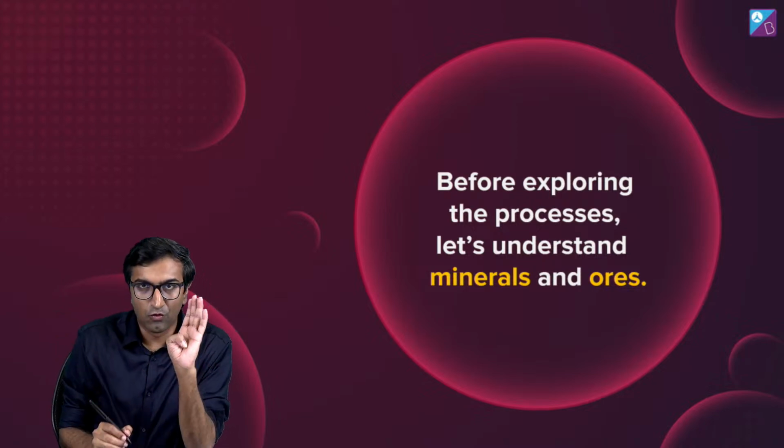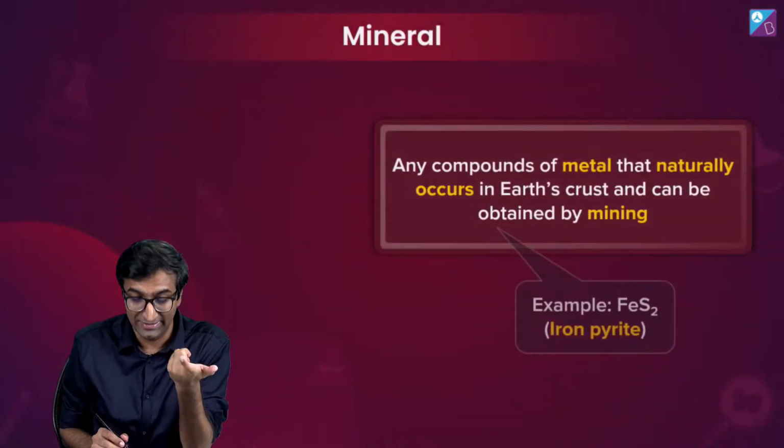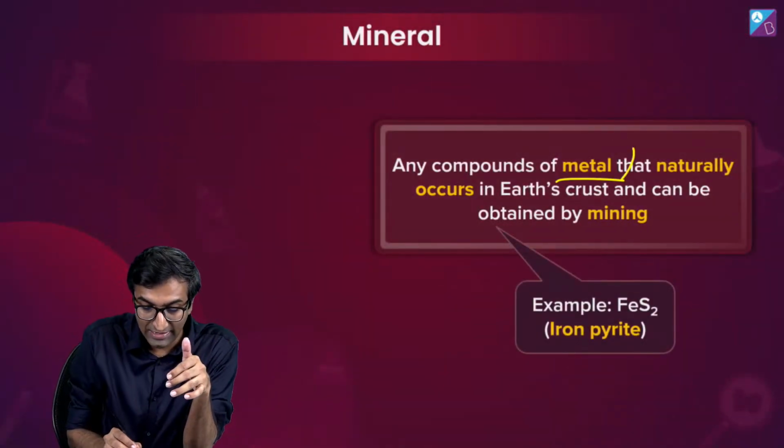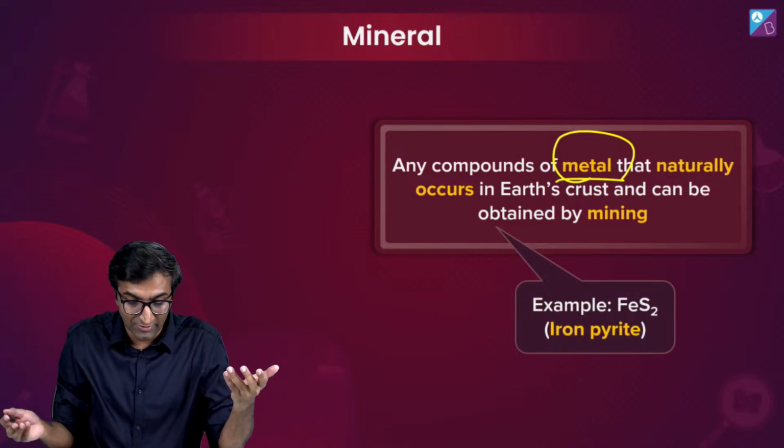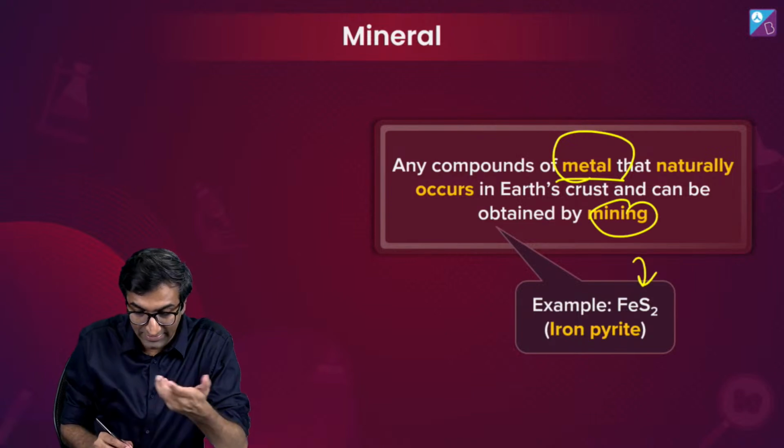So what is the difference between a mineral and an ore? Let's first understand that, right? This was also asked in NEET. I'm not messing with you. Any compound of a metal that is naturally occurring is called a mineral. It's as simple as that, right? We can extract it by mining. So FeS2, that's a mineral.